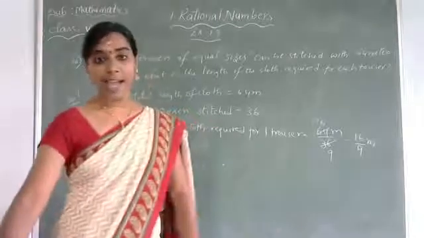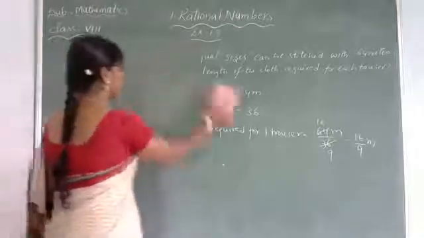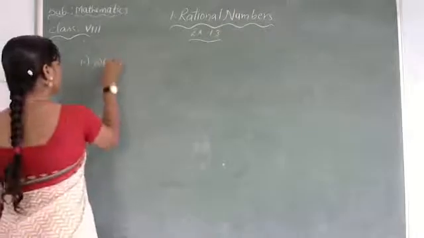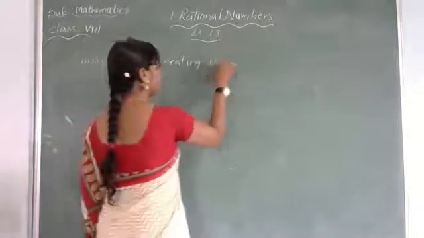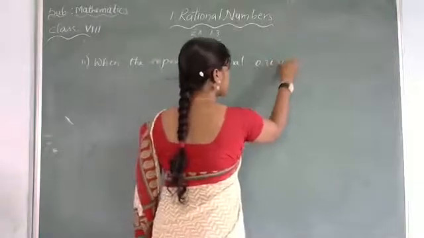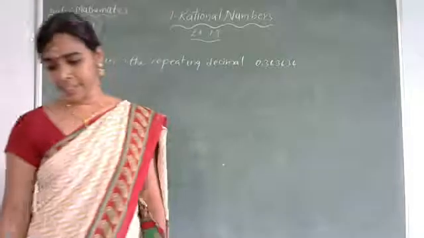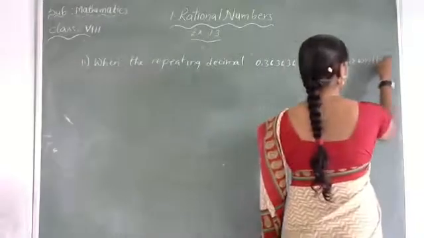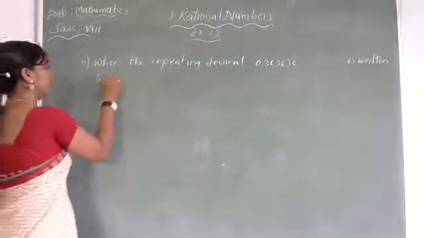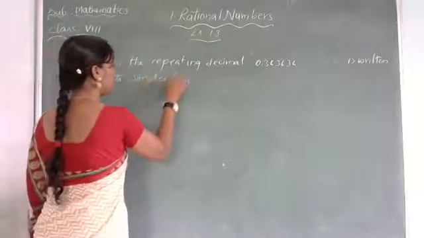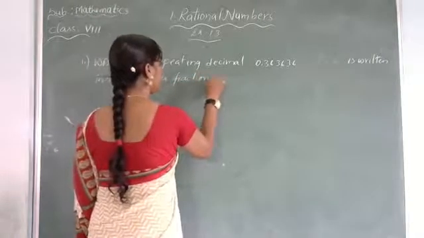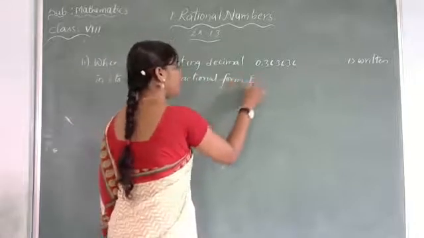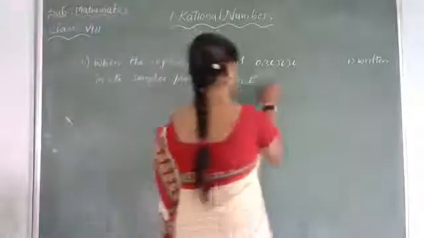So that is the 10th problem, the last problem in this exercise, children. That is also a period and periodicity problem. When the repeating decimal 0.36, 36, 36 and so on is written in its simplest fractional form, P by Q, find the sum of P and Q.